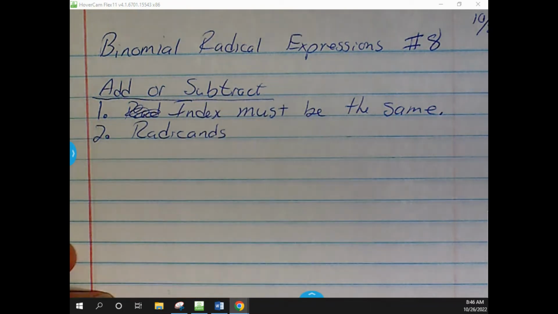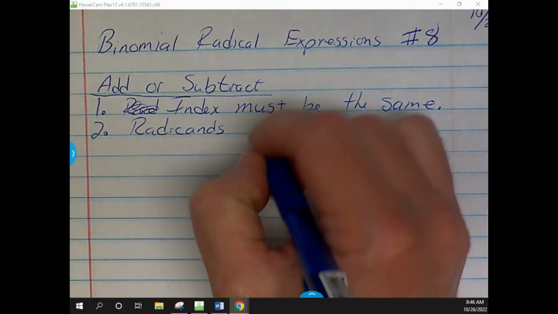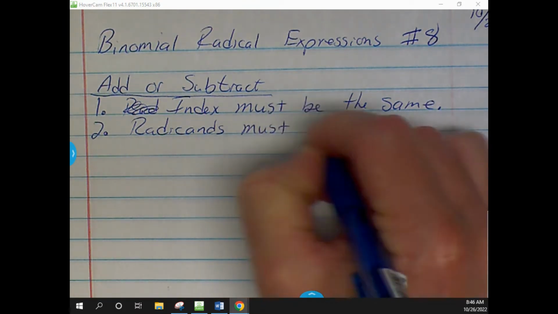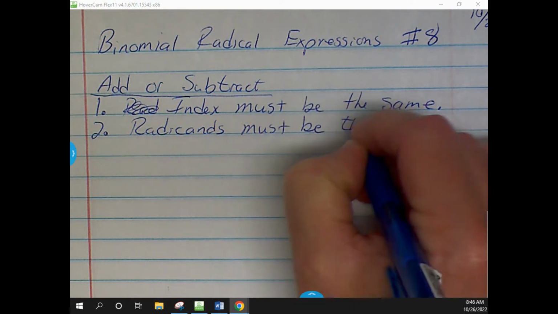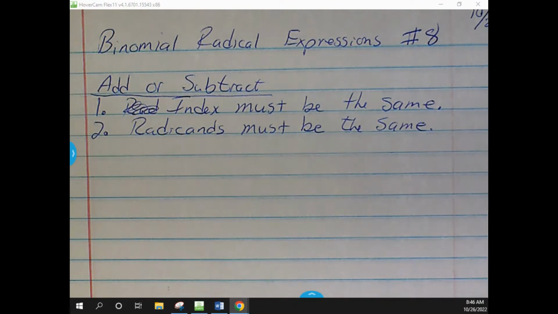Okay. The other thing that's got to be the same when you're doing addition and subtraction is the radicands. What's on the inside has to be the same. If these were the same, is it undefined or is it like? We're getting there. Just hold that thought for a second.